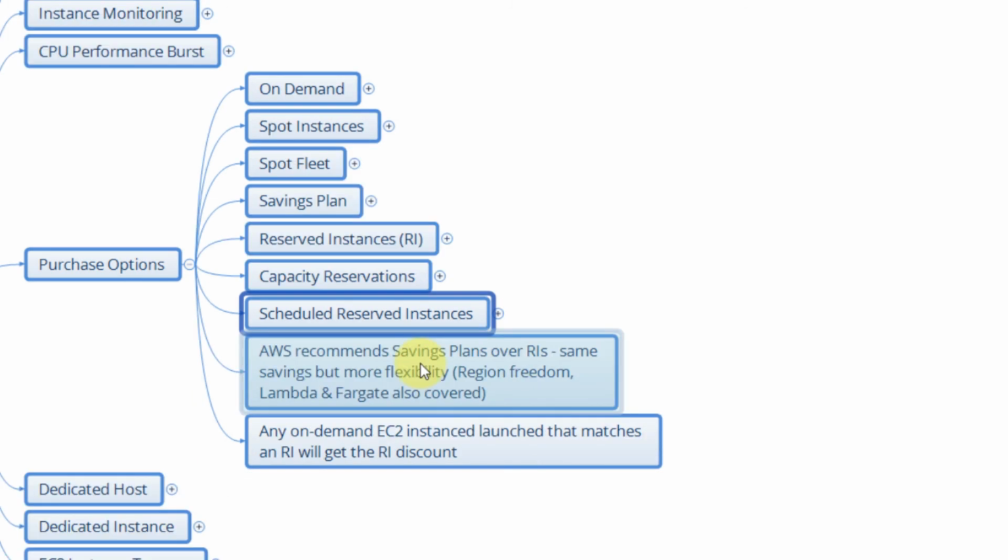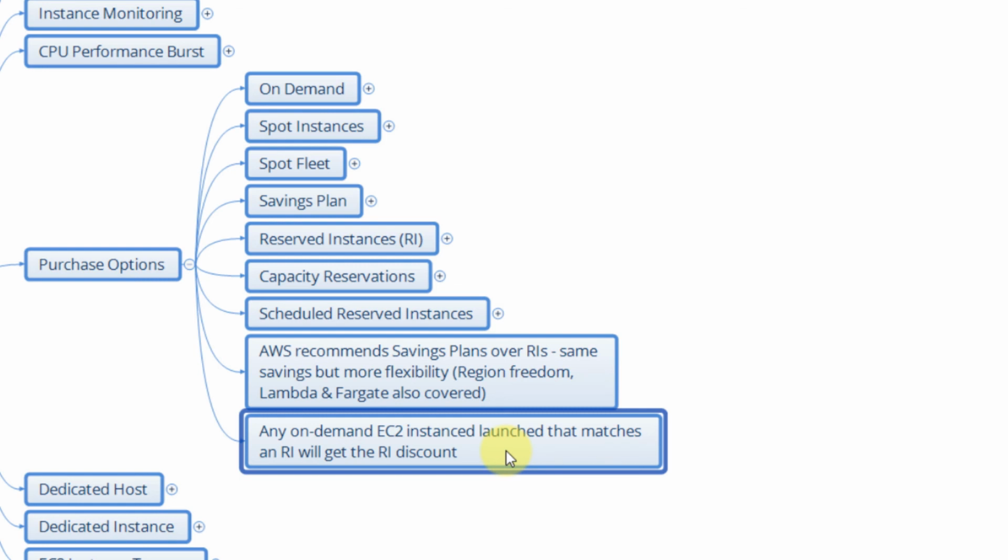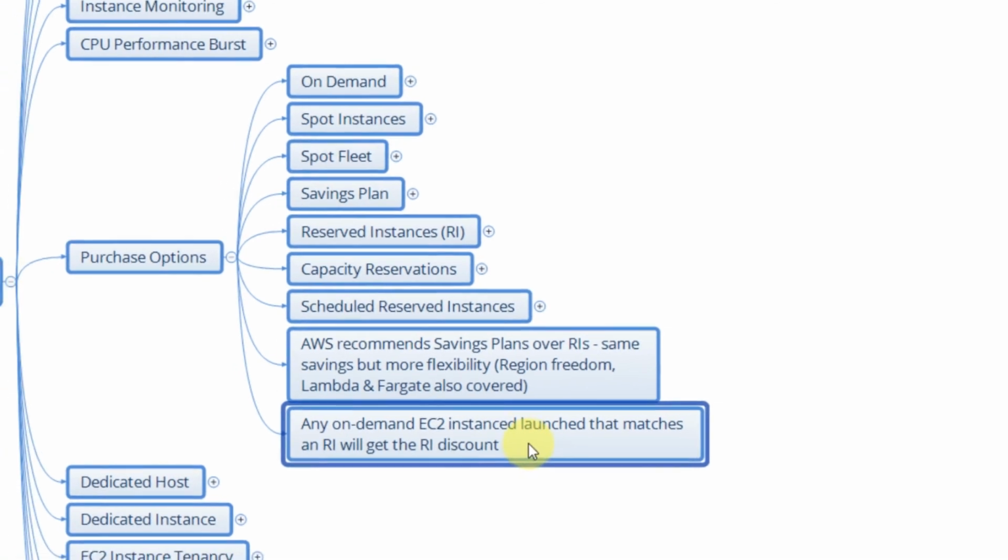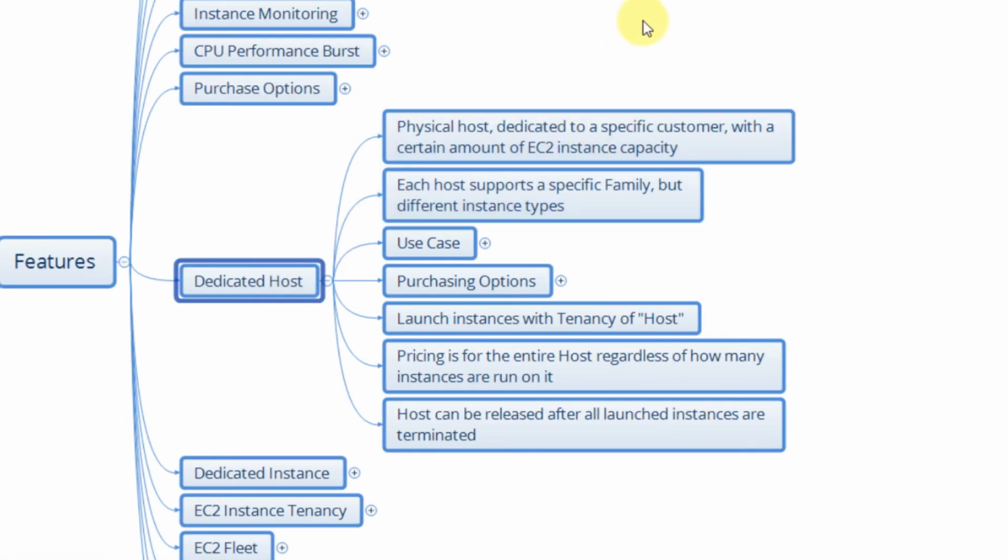Between savings plans and reserved instances, Amazon recommends savings plans because they offer similar savings but more flexibility. For example, you are free to choose regions for your instances with savings plans, but not with reserved instances. And you can also use a savings plan commitment for Lambda and Fargate usage. Also keep in mind that any on-demand instance that you launch, if it matches a reserved instance purchase, will get the RI discount.